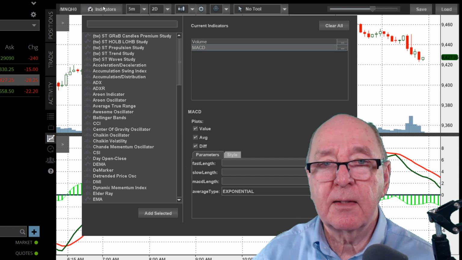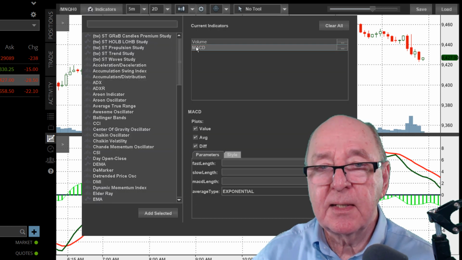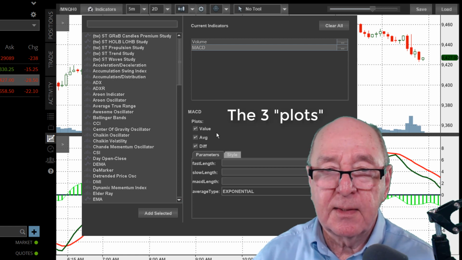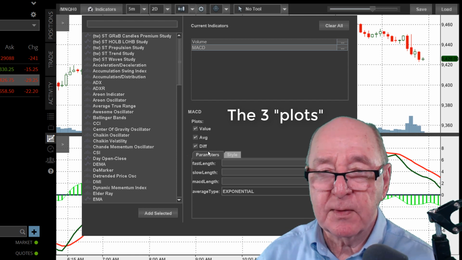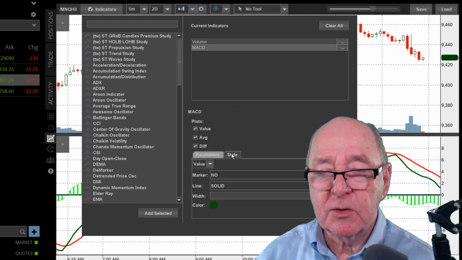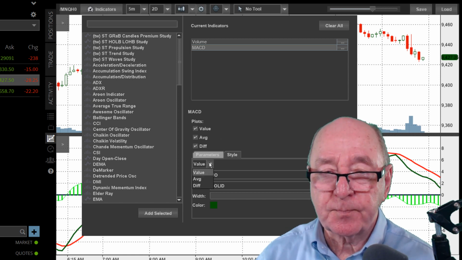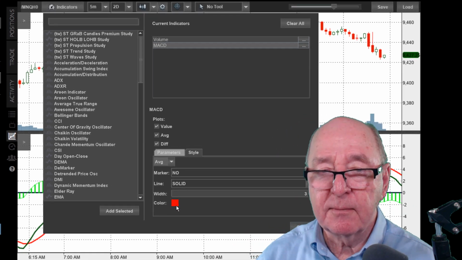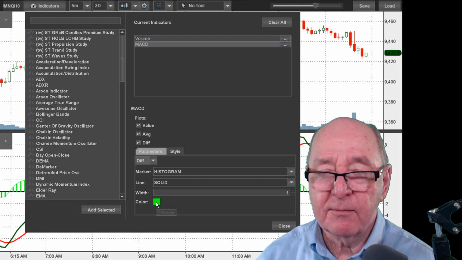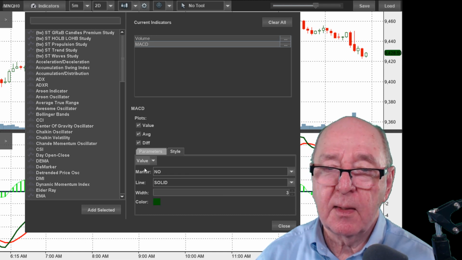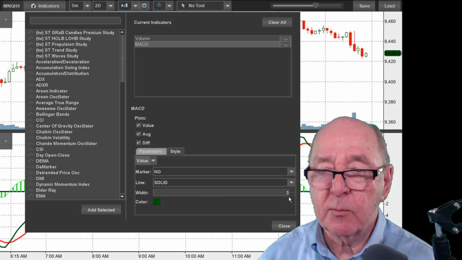Now when I click on Indicators and I go to MACD, I just go down the page and I see the 3 values that are indicated on the MACD chart, the value, average, and difference. And the style of each one, click the style button, you can see the value is the green one, the average one is the bright red, and the difference I've selected is the bright green. I have a width on the bright green of 1, and when I go back to the value, which is the dark green, I put a line width of 3 on there, and I select a solid line.